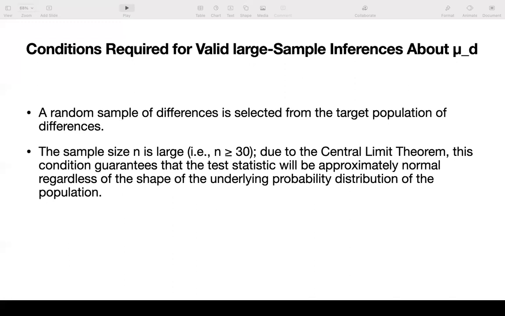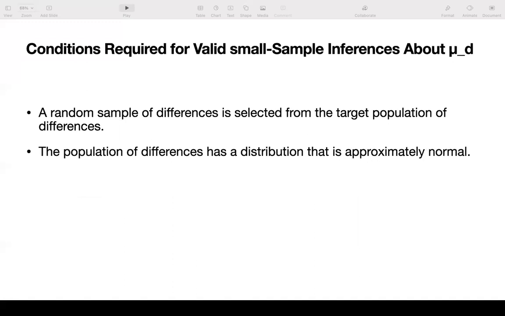So here are the conditions required for valid large sample inferences about mu d. A random sample of differences is selected from the target population of differences. And also the sample size n is large, which means n is larger or equal to 30. And again, this is due to the CLT. So here are the conditions required for valid small sample inference about mu d. Again, a random sample of differences is selected from the target population of differences, and the population of differences has a distribution that is approximately normal.